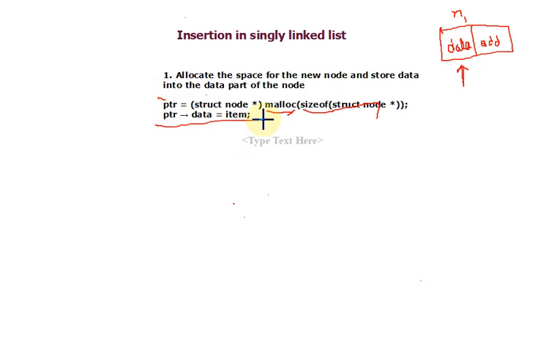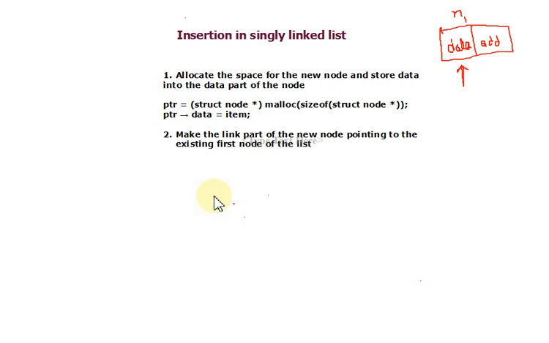In the next step, you need to make the link part of the new node point to the existing first node of the list. Suppose this is the linked list. This was your linked list. That was your previous node 1, and this was your node 2. All these two nodes were earlier created. What we are trying to do, we are just creating a new node. This is our new node.